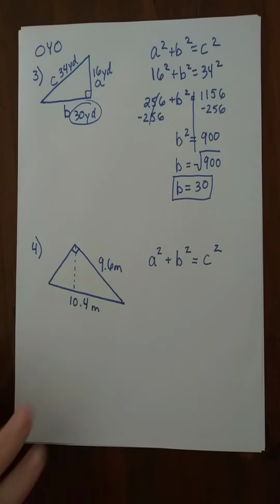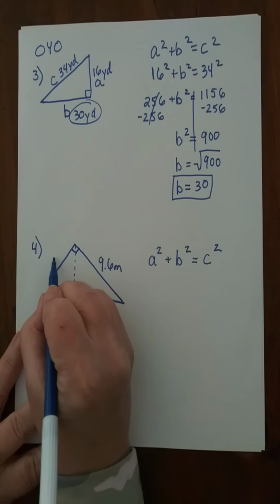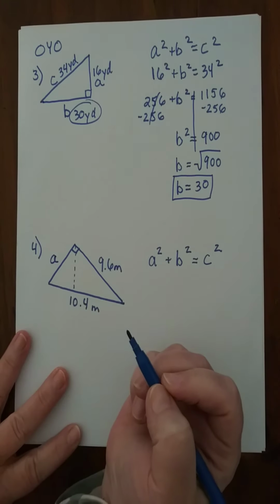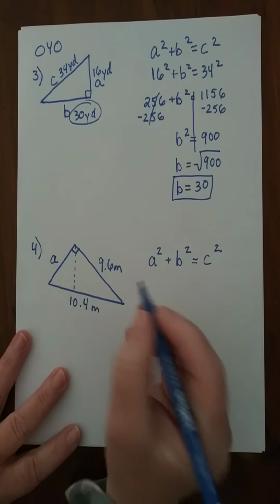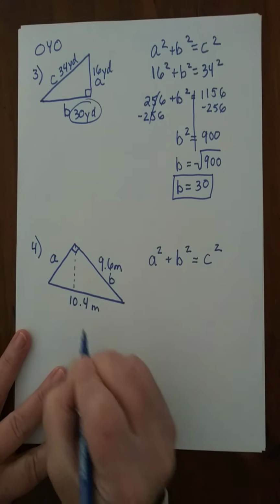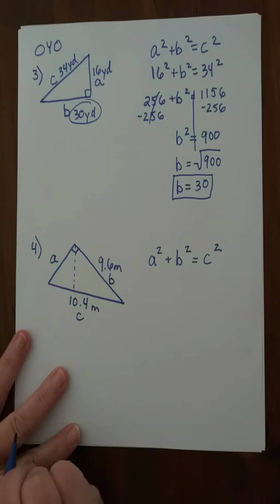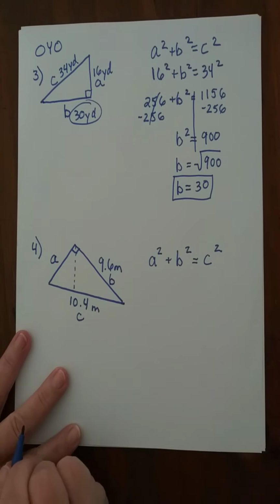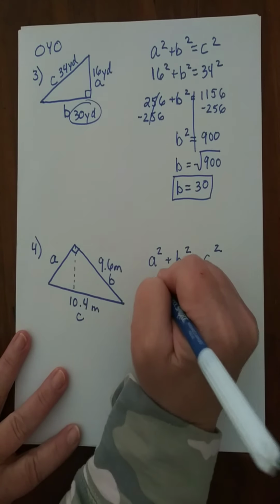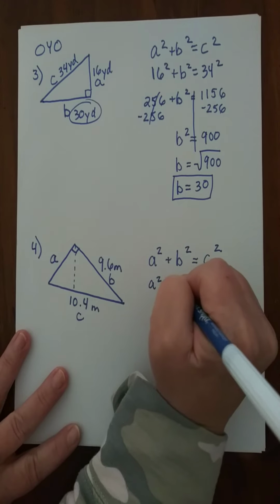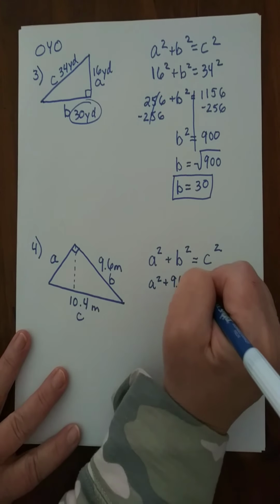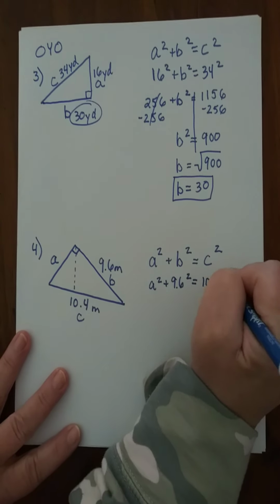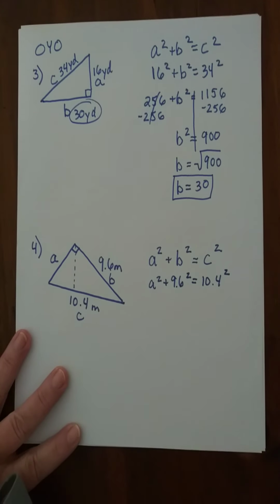All right. I'm going to use my missing side as A. If you chose B, it's okay. Your final answer will be the same. 9.6 is B, so 10.4 we already determined was C. So A squared plus 9.6 squared equals 10.4 squared.